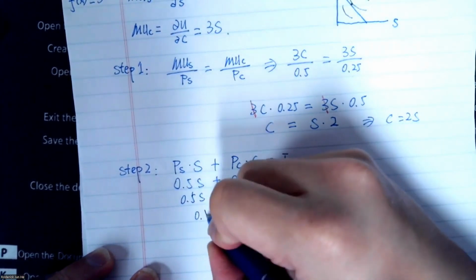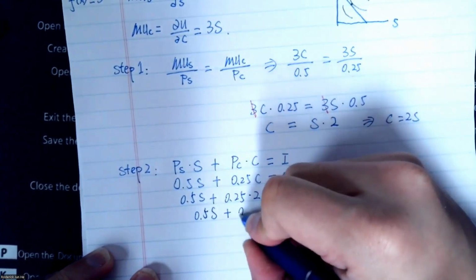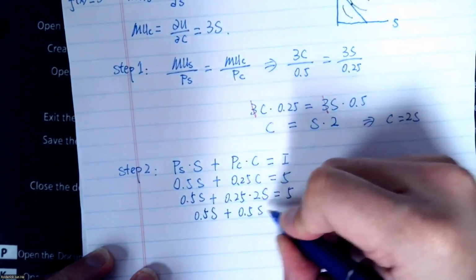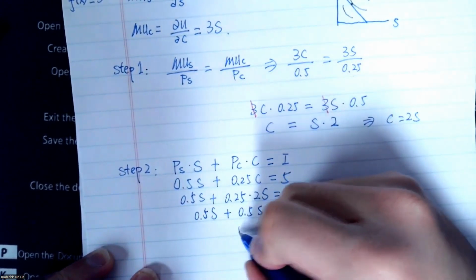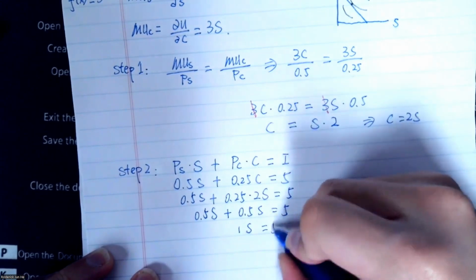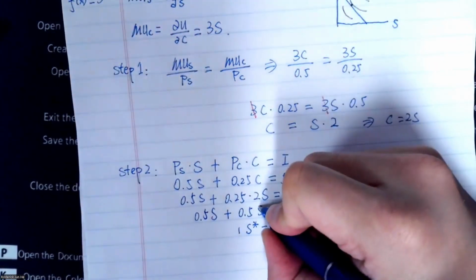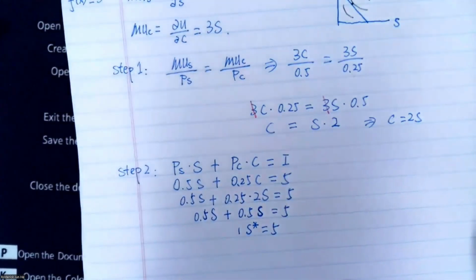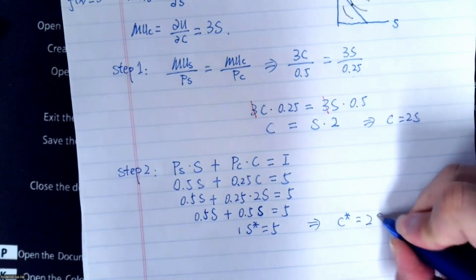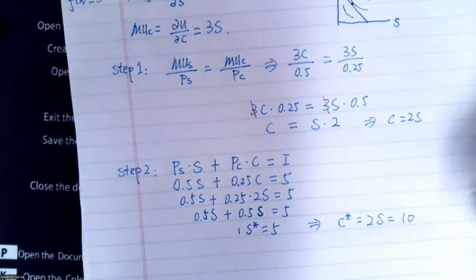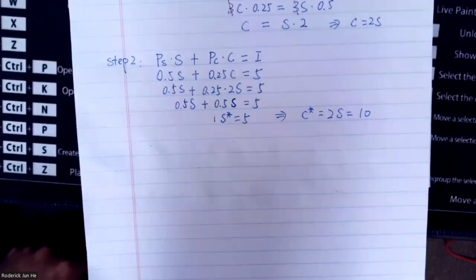So it's 0.5S plus 0.5S equal to 5. So that is 1S equal to 5. So we have the result of S. Okay. And because C equal to 2S, so C equal to 10. Okay, so that's the result.